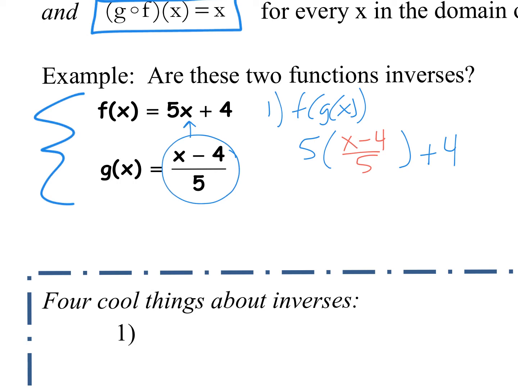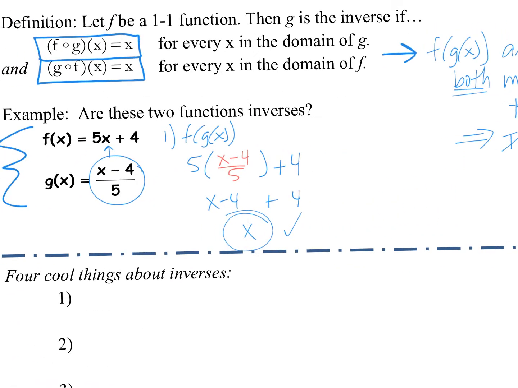So you can see first that these 5's will cancel, and I just have x minus 4 plus 4. And again, now the 4's cancel, and I just have x. So that whole thing simplifies to x, so that's what I wanted for that part. Now I have to do g of f of x and see if I get the same thing. And if I do, that means they're inverses.